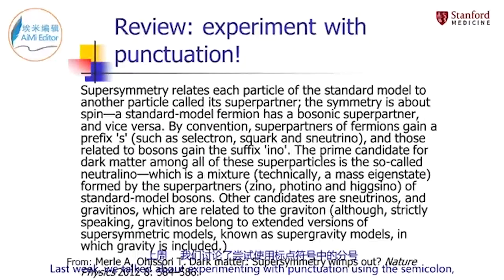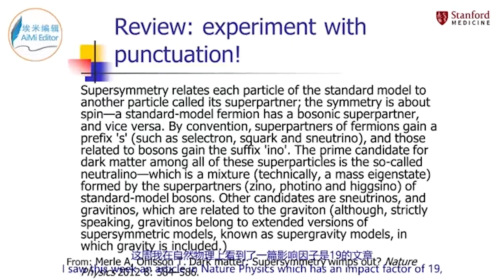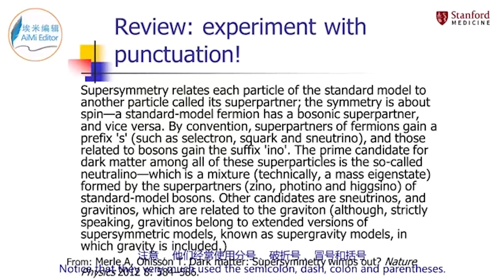Last week we talked about experimenting with punctuation using the semicolon, the dash, the parentheses, and the colon. And just in case you're still feeling a little bit timid about using that kind of exotic punctuation in your scientific article, I saw this week an article in Nature Physics, which has an impact factor of 19. It's a great journal. This was written by two physicists, and notice, I've pulled out one of their paragraphs, notice that they very much used the semicolon, dash, colon, and parentheses.